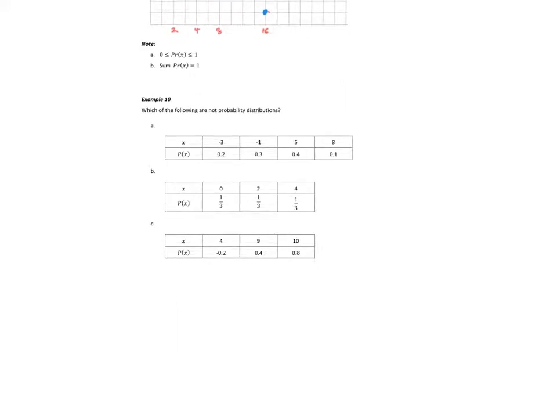All right. So which of the following are not probability functions? Let's have a look. 0.2, 0.3, so they all add to 1. That's fine. You can have negative values for x. So this might be the profit in a game. 5 might be a $5 profit. A -1 means you might lose $1. 1/3 plus 1/3 plus 1/3 all adds to 1, so they're fine. -0.2, 0.4, 0.8, they all add to 1, but we can't have a negative probability. So this is not a probability distribution.